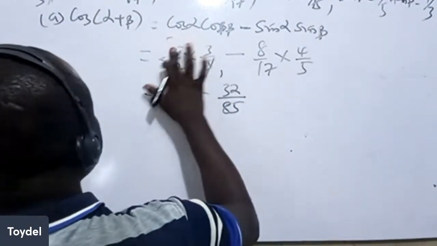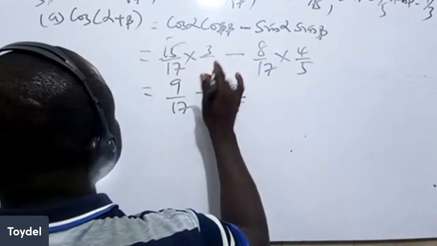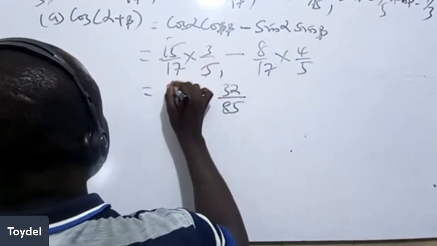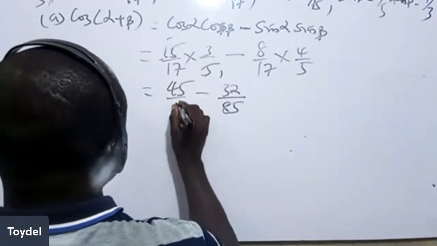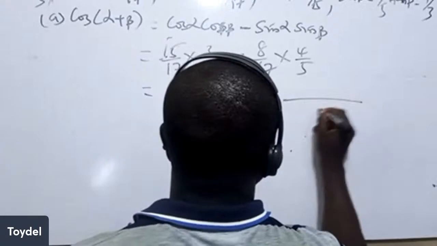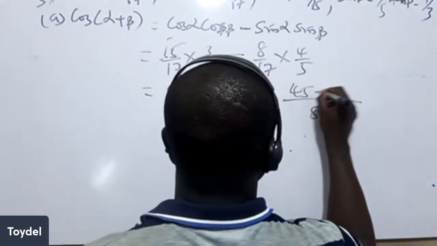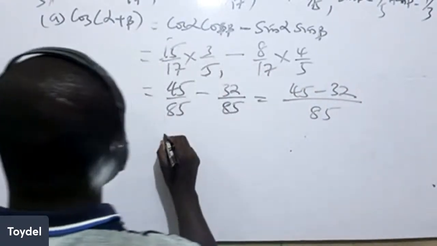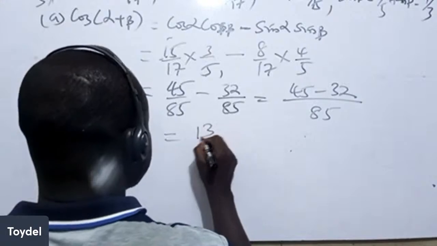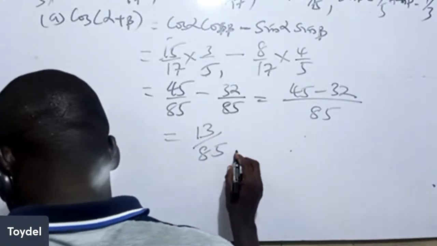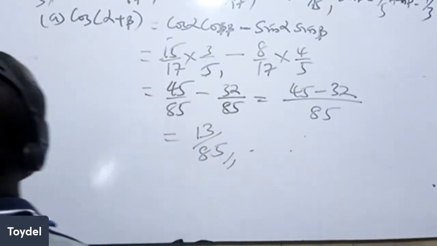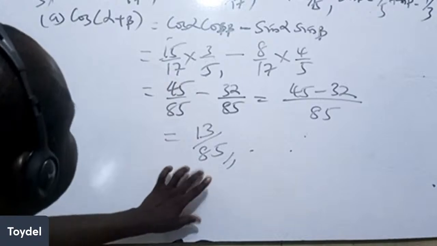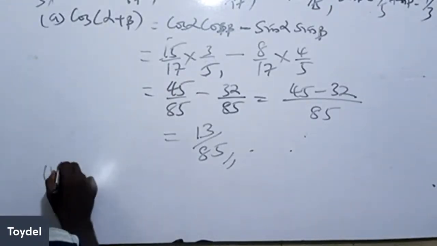Or let me just leave this as 15. Let me leave this as 5, so that I will have 45 all over 85. So the LCM is 85. I'm going to have 45 minus 32. Then finally, I will get 13 all over 85 as the value. So cos(alpha plus beta) will give me this. Then I'll go to the second question.